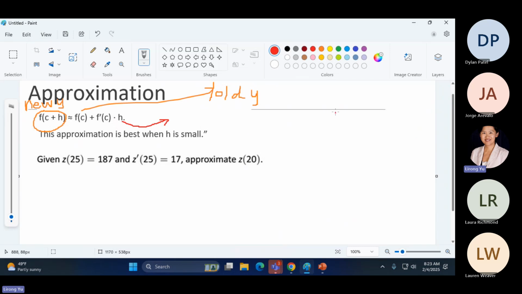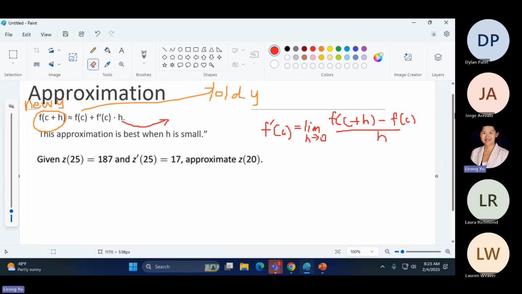Remember what will happen? We have f of c plus h minus f of c over h. And then, when h approaches 0, this is equal to f prime c. That was the definition for f prime c. So f prime c, how do we calculate it? We take f of c plus h minus f of c, and then we divide it by h.